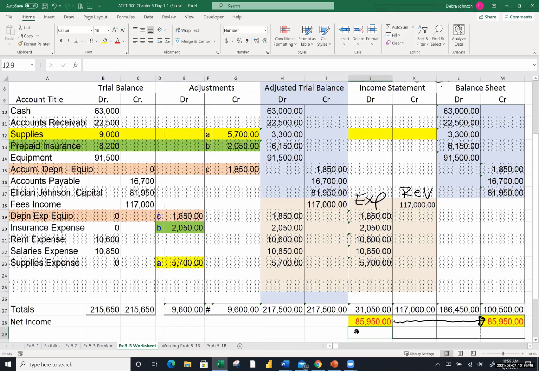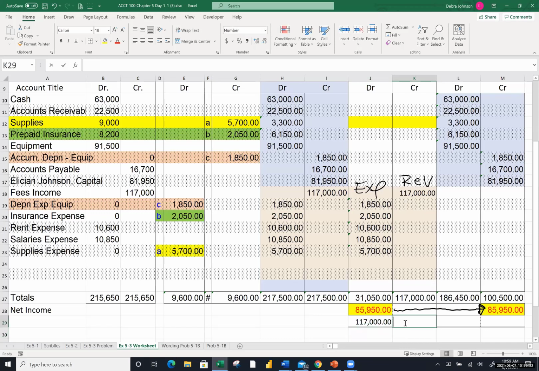So to finish this up, I'm just going to add my columns down. So there's 117,000 there. Those balance. I'm going to sum these up. They also balance. And when I sum these up, they better balance.